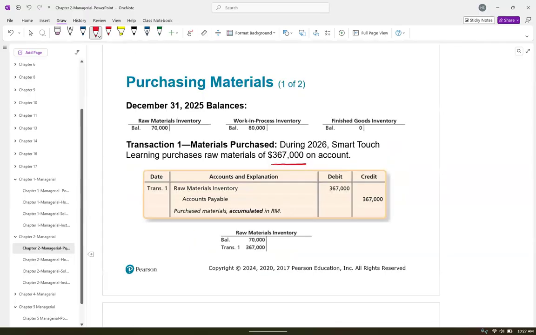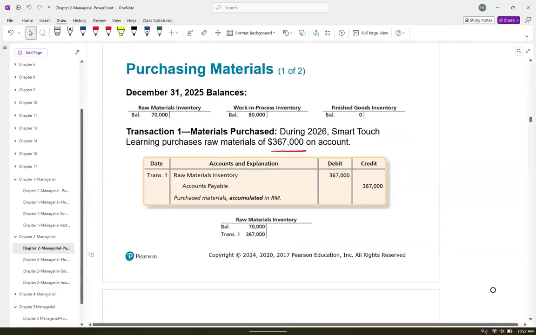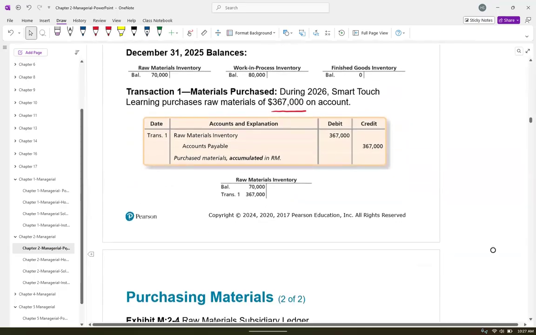Okay, so that's our first transaction. And you can see they had a balance in raw materials of 70,000 and they added 367 to the raw materials. Okay.